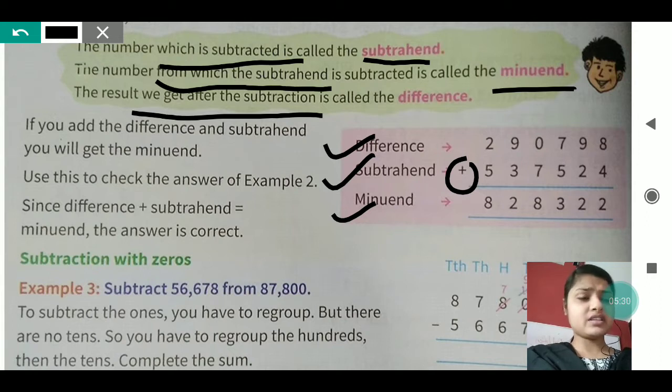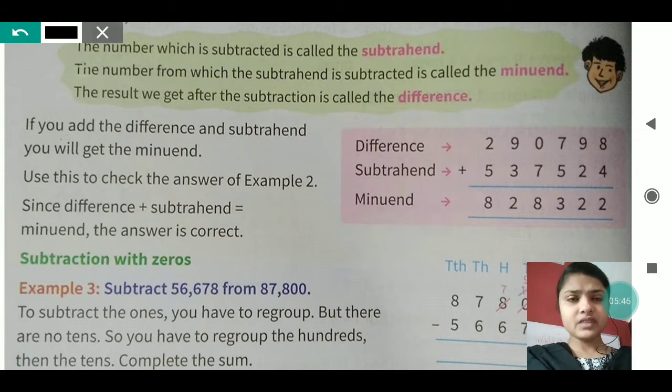Like if the difference is already provided to you, and the subtrahend is already given to you, then you have to find the minuend. We know that the minuend will be greater than the subtrahend and the difference, so we will add to get the minuend.